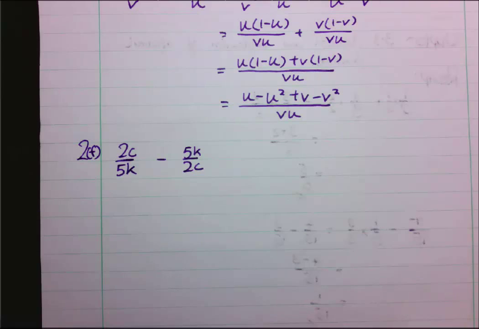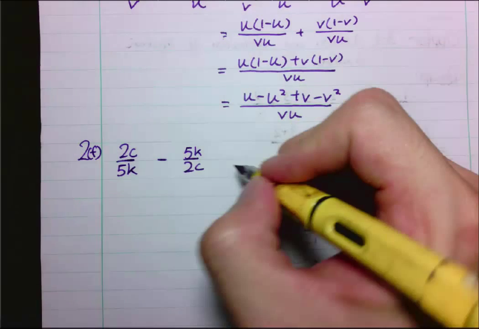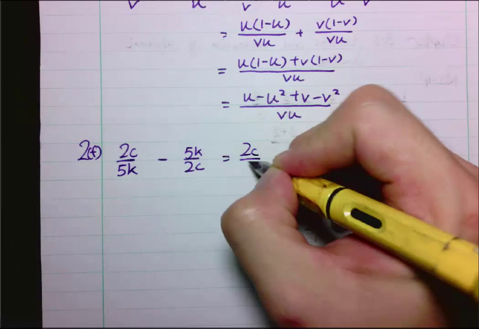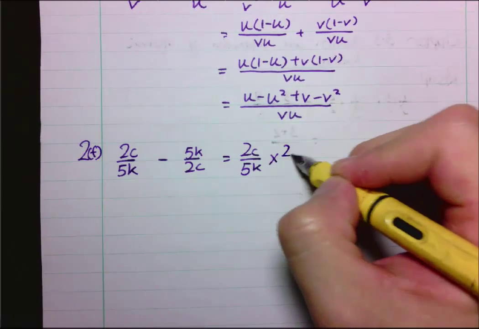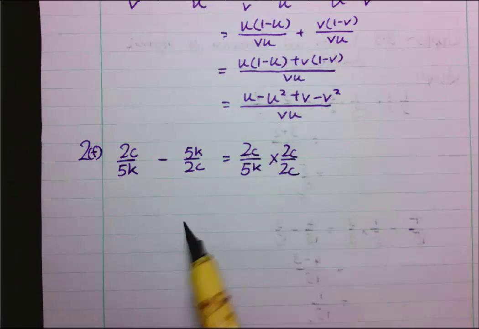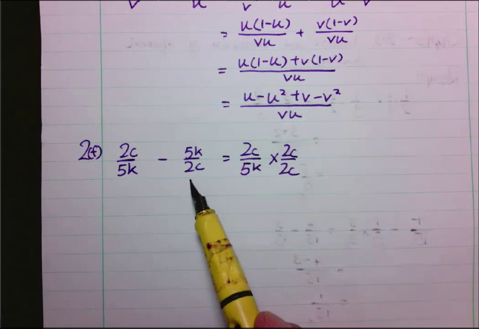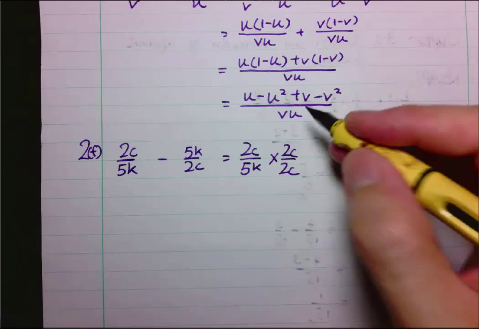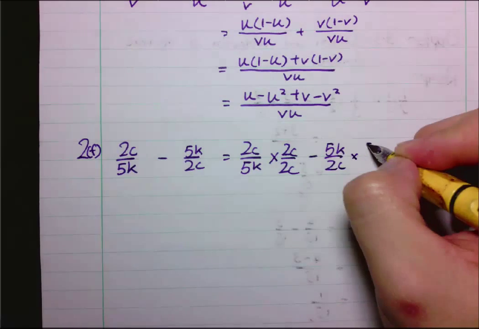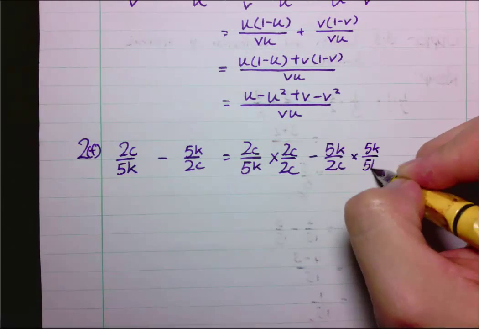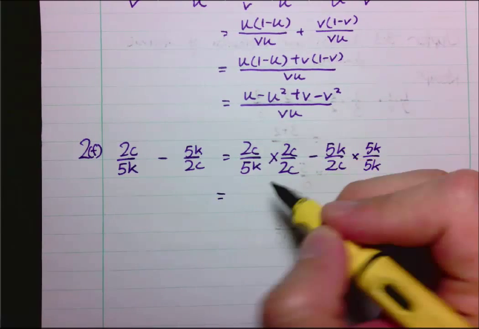To get 10kc for this term, what I do is multiply by 2c over 2c. Then for this term, I multiply by 5k over 5k. Then I start to simplify everything.